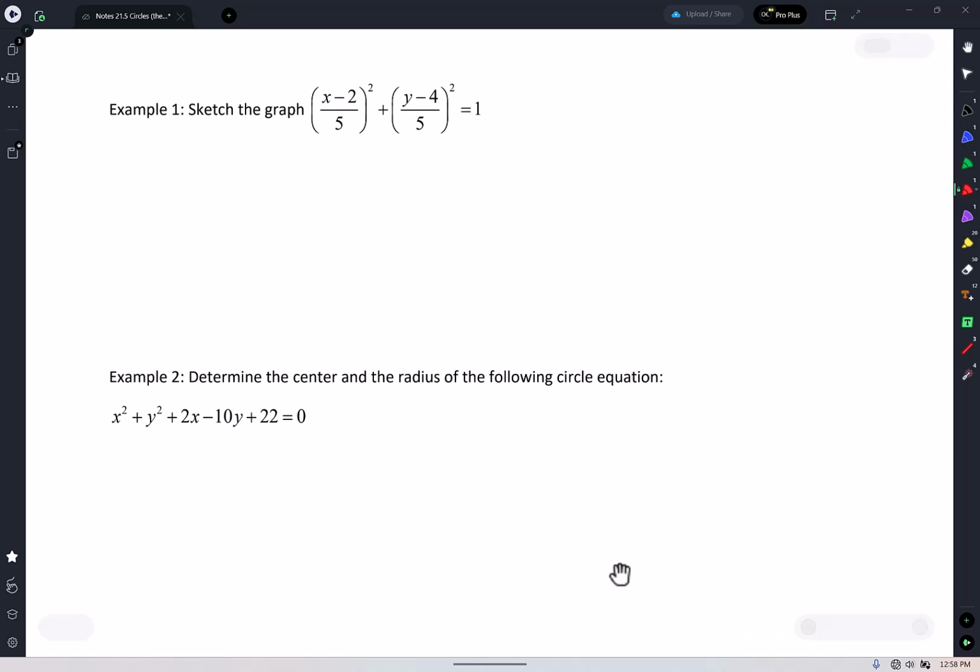Relax. It's in standard form. Is your Rx the same as your Ry? So that means my radius is 5, right? And where's the center?